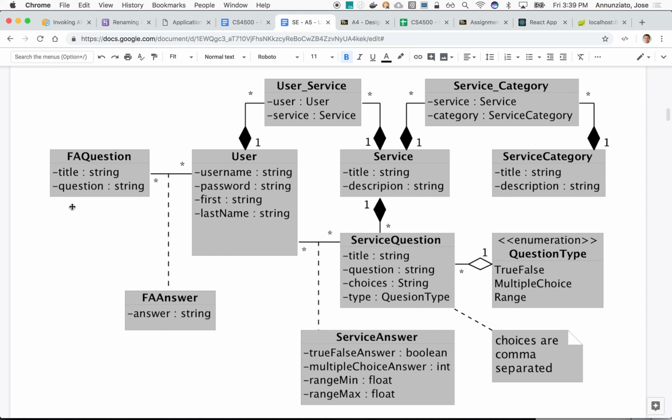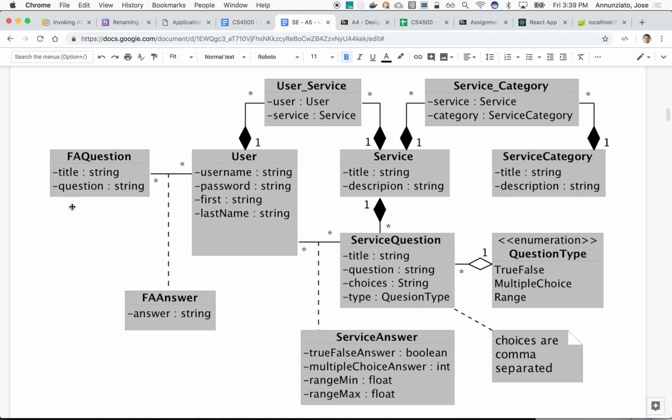The question can be an open-ended question. How many employees do you have, or can you tell me about your best employer? Tell me about your best experience. There can be just open-ended, long-form questions and answers, so the answer is just a string, right? But in the service questions, these are a little more structured questions. They're not open-ended questions. They can either be a true-false question, where you can have a question here, right?